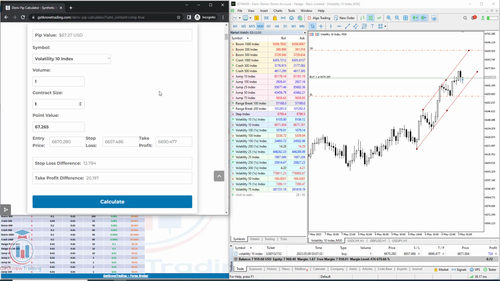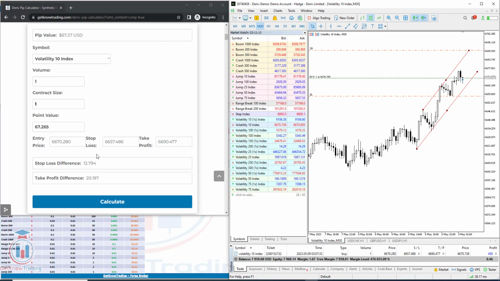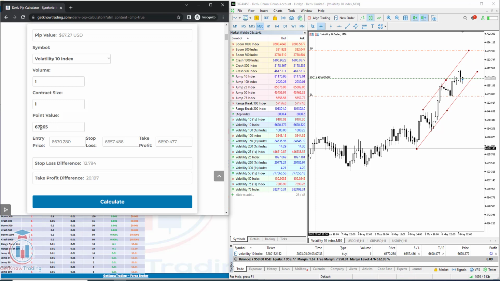Click calculate, and this means you would have a loss of $67.27. So this is how you can put another value inside the Pip calculator to get the value in US dollars. Remember that the point value you put here should be with the decimal point. You should not put a value like 67,265, because this will not be correct, because the tick value and also the point value are defined with 3 decimal points. So you should include decimal points in this calculation to get the correct value.